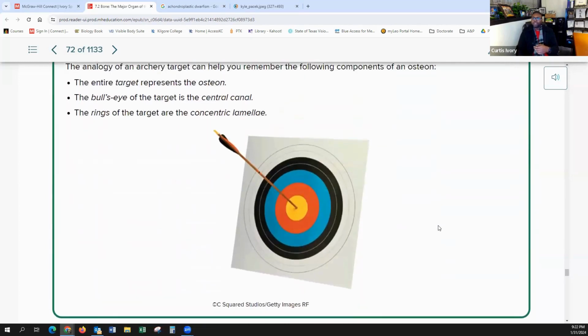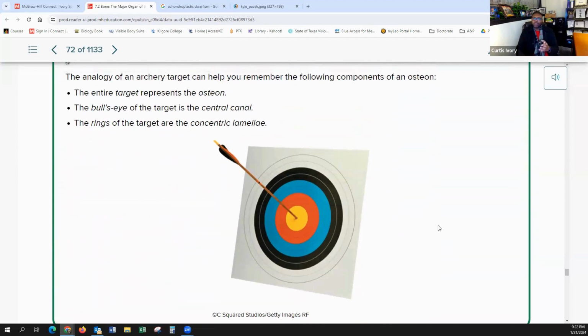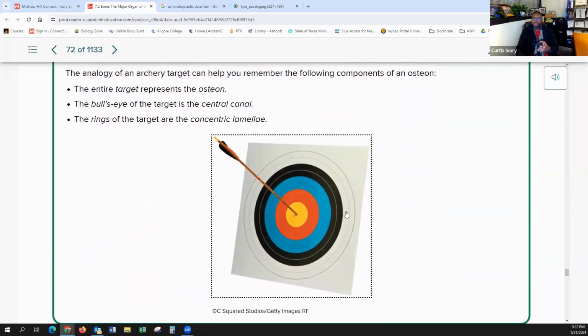And so the book gives a way to think about the lamellae, or those rings. It actually looks like an archery target. The middle, or the bullseye, would essentially be the central canal. And then the other colored rings, like the red and the blue and the black and the white, would essentially be the lamellae, or the rings that run around the central canal.